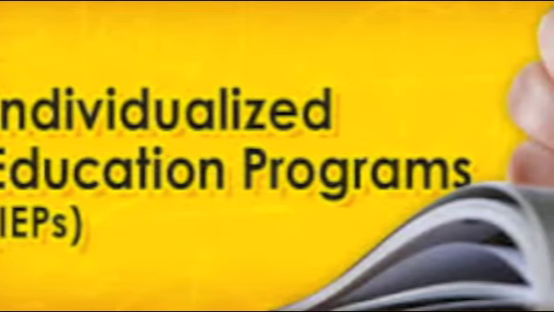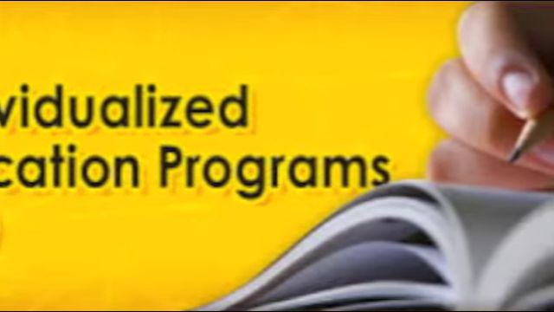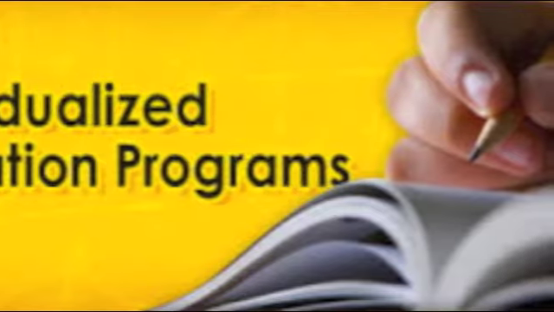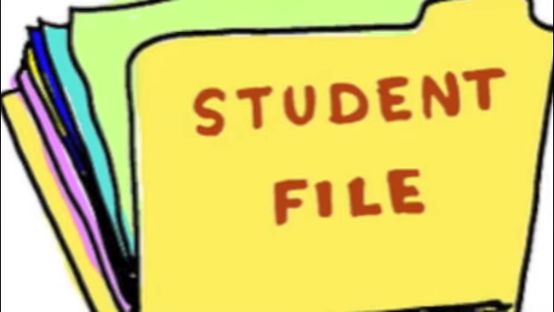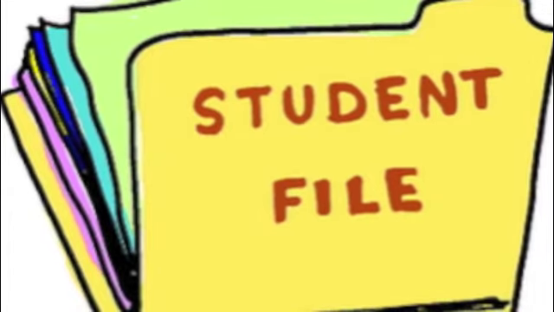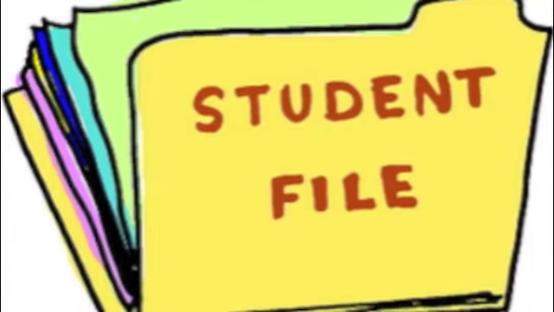IEP stands for Individualized Education Program. According to understood.org, it spells out your child's learning needs, the services the school will provide, and how progress will be measured. Several people, including parents, are involved in creating the document. The entire process will be a great way to sort out your child's strengths and weaknesses, and working on an IEP can help you figure out what ways you can help him or her succeed in school.